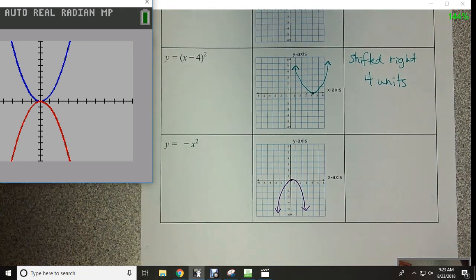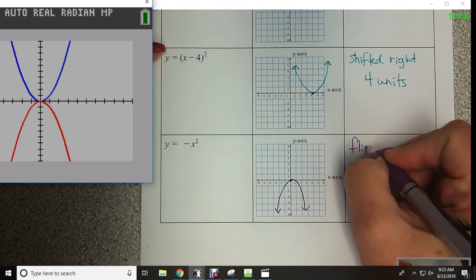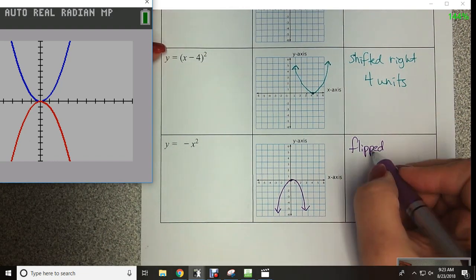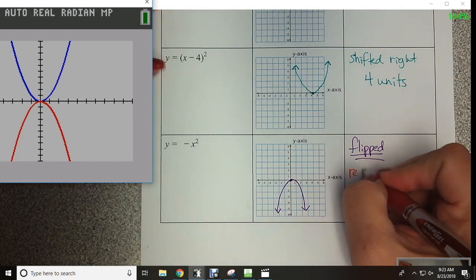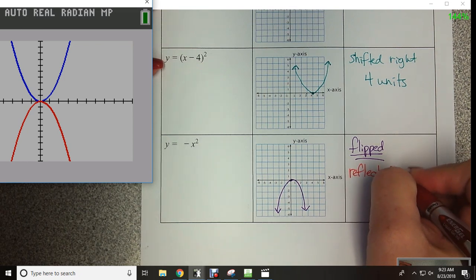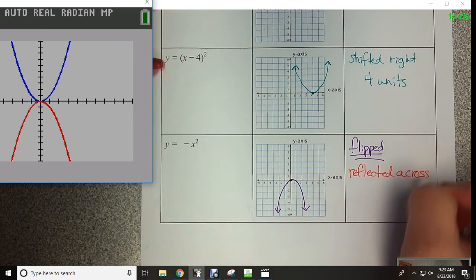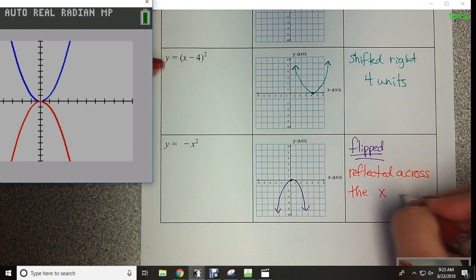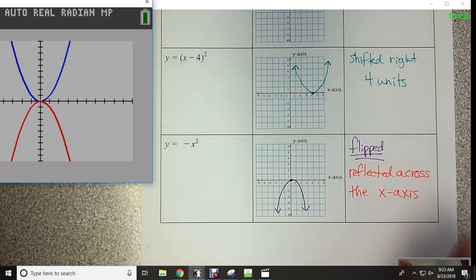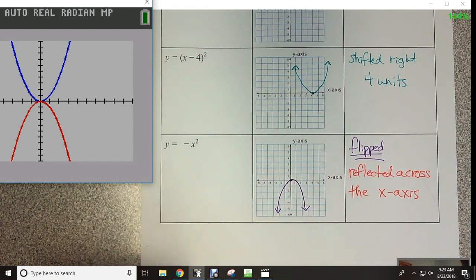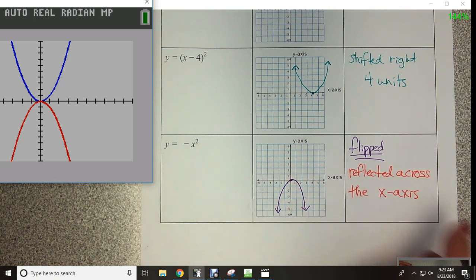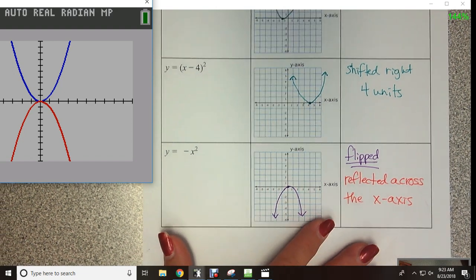So, while we might just say that it flipped, technically, here's what you're supposed to write. It has been reflected across the x-axis. Okay. But as long as you know it's been flipped and you can sketch it correctly, I'm good with that. In Math Excel, to answer some of the questions, you're going to need to know the word reflected. That just means you flipped it upside down. All right, 2 more graphs we're going to look at.